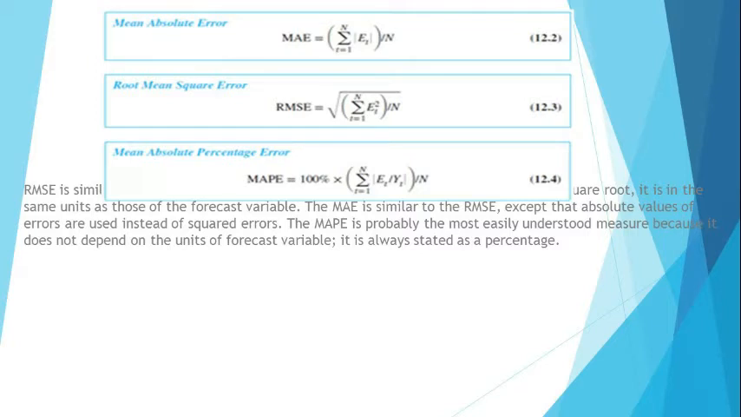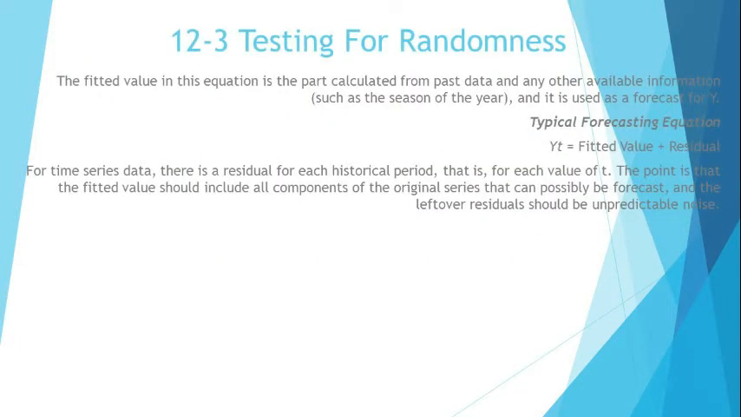It is always stated as a percentage. Testing for randomness. The fit value in this equation is the part calculated from past data and any other available information, such as the season of the year, and it is used as a forecast for Y. Typical forecast equation. For time series data, there is a residual for each historical period, that is, for each value of t. The point is that the fit value should include a component of the original series that can possibly be forecast, and the leftover residual should be unpredictable noise.